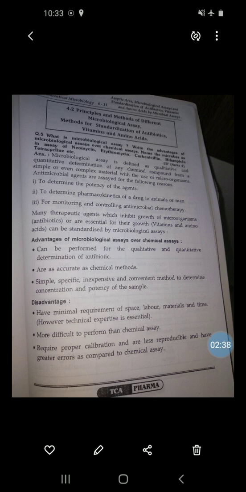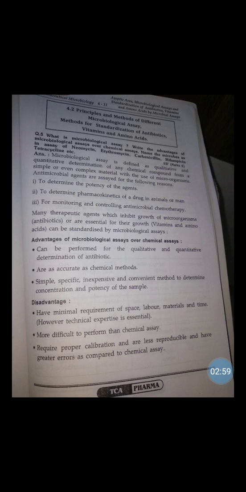Then, it has a minimal requirement of space, as well as minimal requirement of labor, materials and time. However, technical expertise is essential for this method. Then the second disadvantage: it is more difficult to perform than the chemical assay. It requires proper calibration, is less reproducible, and has greater errors as compared to the chemical assay.